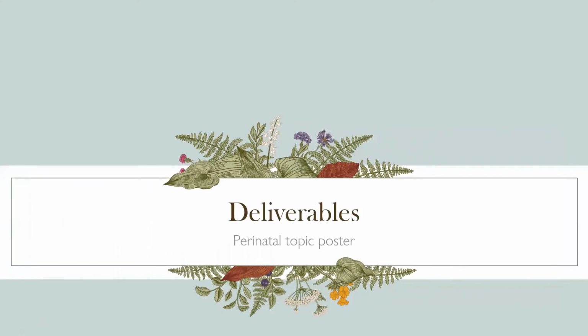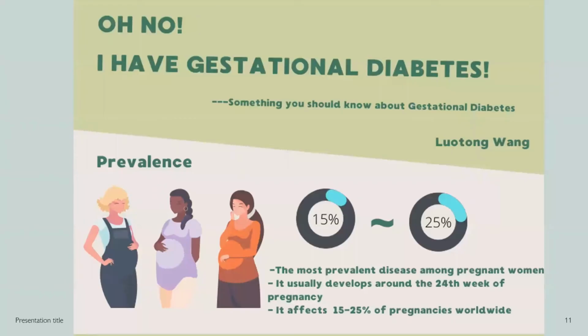For my second deliverable, I chose to do a perinatal topic poster about gestational diabetes mellitus. I cropped the poster in several pieces to get a clear view in this presentation. I used "Oh no, I have gestational diabetes" as the title because I think it's interesting and attractive as a poster title. I introduced the prevalence of gestational diabetes to raise the awareness of people seeing this poster.